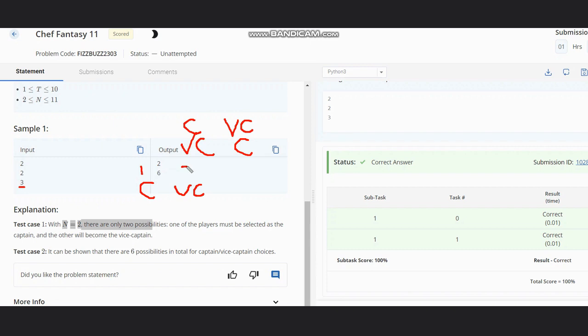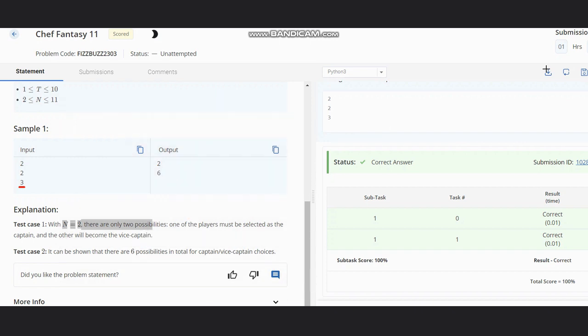I am writing here 1, 2, 3. This can be captain, this can be vice captain, this can be captain, and this can be vice captain. Like this, you can also write the other 3 possibilities, and you will have a total of 6 possibilities here.